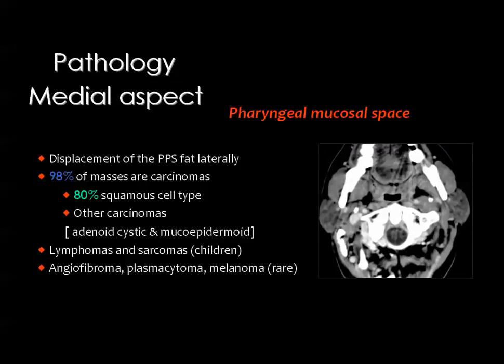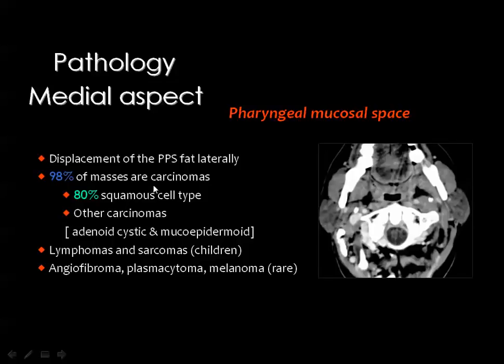Then we finish with the anatomy and we come to the pathology. The same will be followed. We start space by space. This is the parapharyngeal space fat, and this is the anterior aspect, this is the posterior aspect, the lateral aspect, and the medial aspect. On the medial aspect, you can see the pharyngeal mucosal space, and any lesion arising from this area will push the parapharyngeal fat laterally. And most of the lesions arising from the pharyngeal wall medial to the parapharyngeal fat are carcinomas.